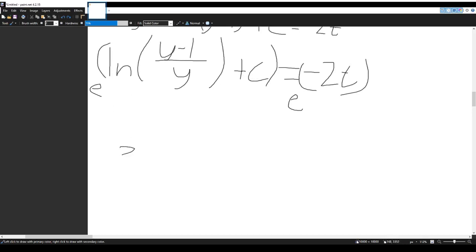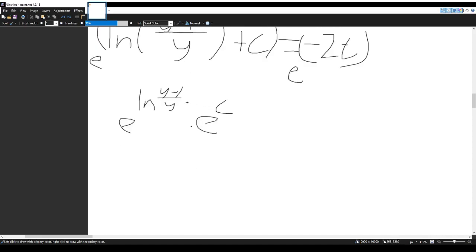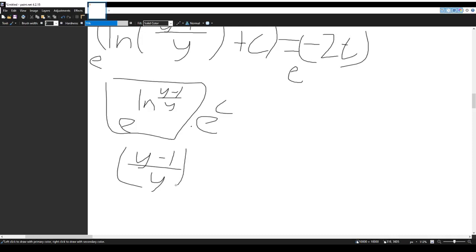So what we can say is that this whole thing is equal to e to the ln of (y minus 1) over y, times e to the c. And so we can combine those to make this, natural log of (y minus 1) over y plus c, on just the one base e, but separating them right now is going to be useful. And this is a property of exponents that you should probably know. So this, by definition, is just this, right? That's how we define natural log, and then times e to the c equals e to the negative 2t.